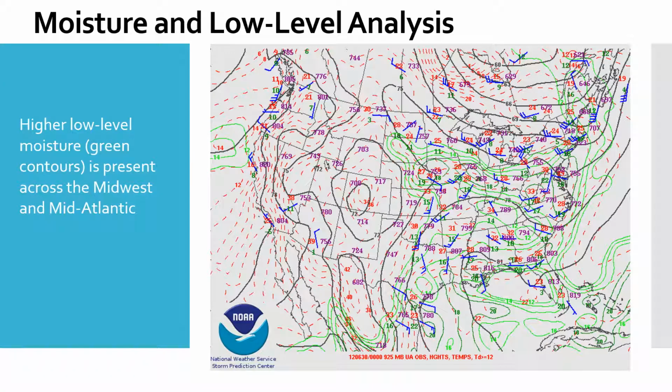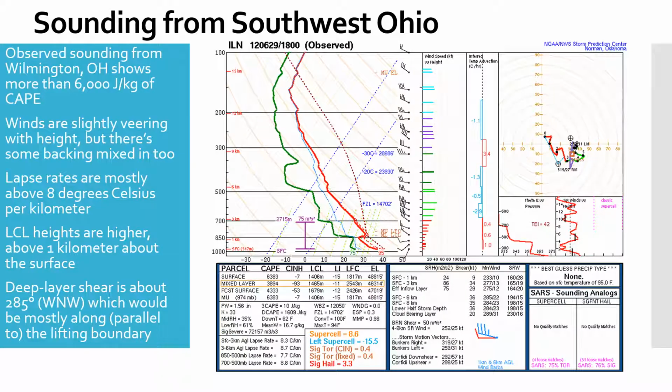Very quickly, moving on to our moisture and our low-level analysis, we can see that there's higher low-level moisture in the Midwest and Mid-Atlantic regions, shown by these green contours, which indicate higher dew point temperatures. So therefore, we know that there's a lot of moisture in this area, and our storms are going to condense very quickly, and we know that there is a potential for severe weather.